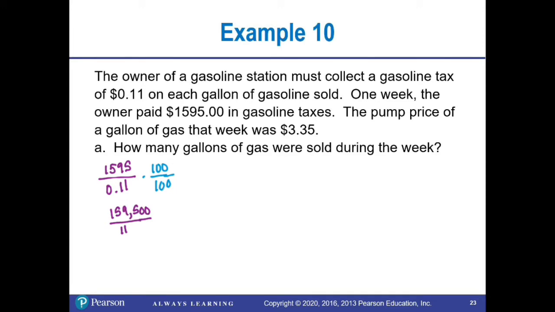So that I get 159,500. And now divide. 11 goes into 15 one time with 4 left. Bring down your 9. 11 goes into 49 4 times with 5 left. Bring down your 5. 11 goes into 55 5 times with none left. Bring down your 0. 11 goes into 0 0 times with none left. And bring down the next 0. 11 goes into 0 0 times with none left. So the owner sold 14,500 gallons of gasoline that week.